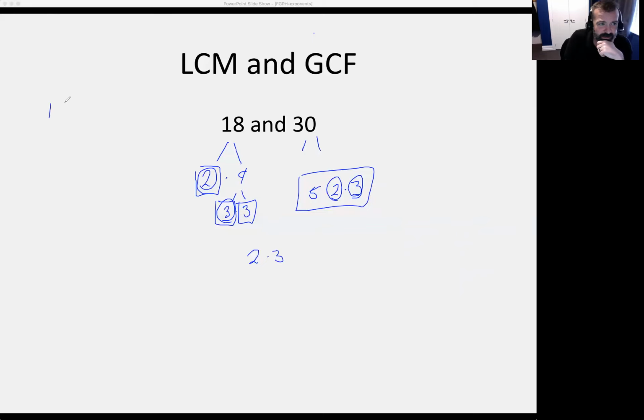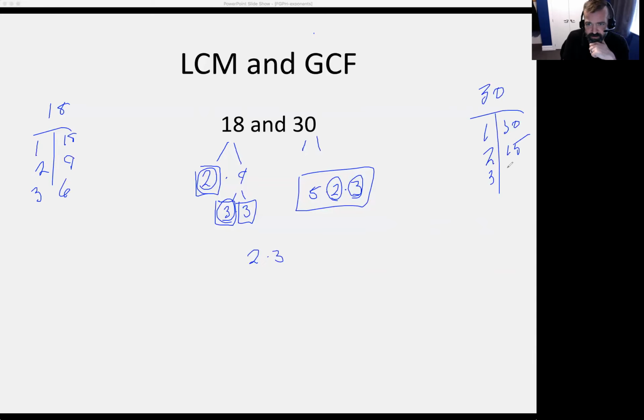You can also work this out with factor pairs: for 18, 1 and 18, 2 and 9, 3 and 6, and for 30, 1 and 30, 2 and 15, 3 and 10, 5 and 6, and you see the greatest one they have in common is 6. But to shorten that process, I can expand these out into their pieces and see there's a 2 and a 3 in common. So the GCF, the greatest common factor, is 6.